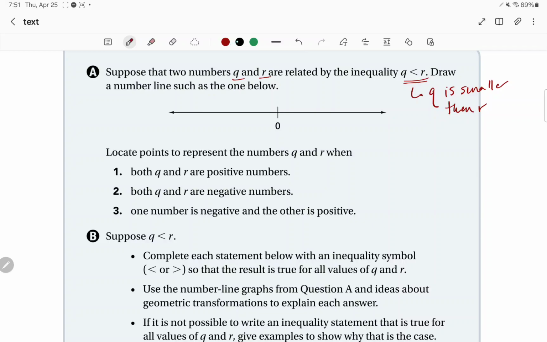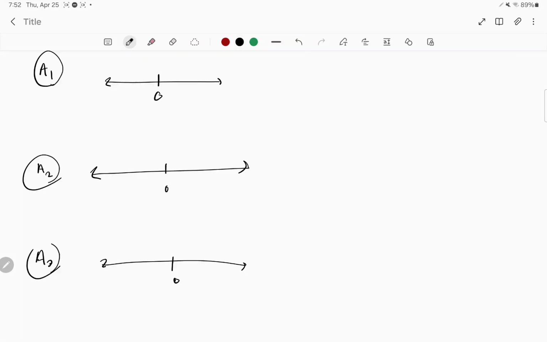So what I want us to do here is to generate three number lines graphing Q and R in those three instances. So go ahead and try this on your own and then come back to the video and see how you did. So for example, we have our three number lines like this, and then you would describe or show where Q and R are located according to the number line. So if you haven't tried it, pause it and try it again.